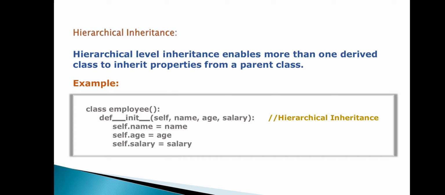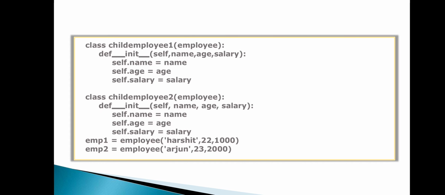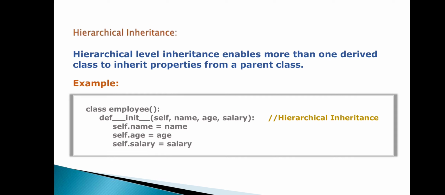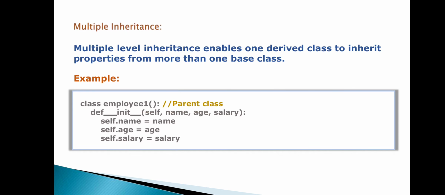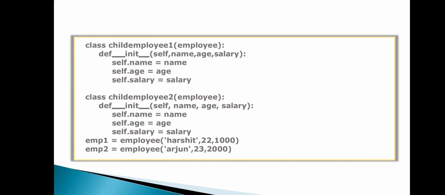Here we can see the example, class Employee. Child Employee 1 inherits the properties from Employee, and also Child Employee 2 inherits the properties from Employee. And we created two objects and made use of them.